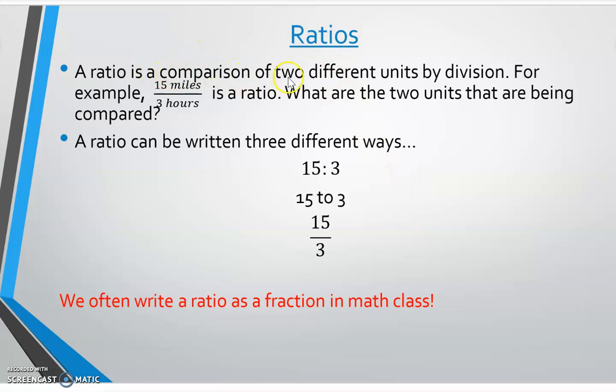A ratio is a comparison of two different units by division. For example, 15 miles to 3 hours is what we call a ratio. See how we're comparing two different units, right? What are the two units that are being compared? Miles and hours. A ratio can be written three different ways. You can write it like this with a colon, 15:3. You can actually write it with the word "to," 15 to 3. Or, by far the most popular way that we write a ratio, you can just write it as a fraction, 15 over 3.